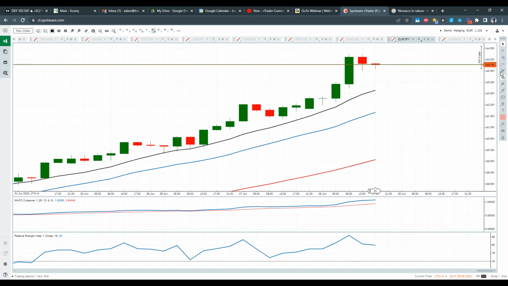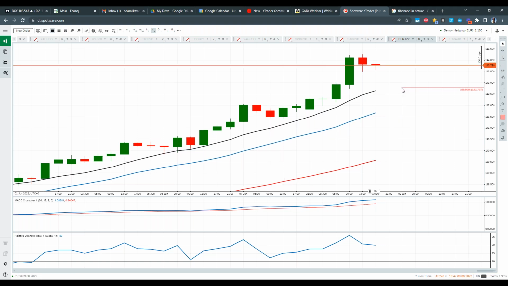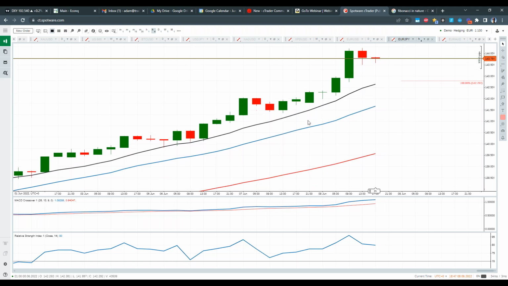So using the Fibonacci retracement tool, I've been playing with it the whole day. So I'm going to measure from the most recent swing low. So here's the thing. I'm looking for this to show me, actually before I do that, oh, forget about it. I'll come back to that.